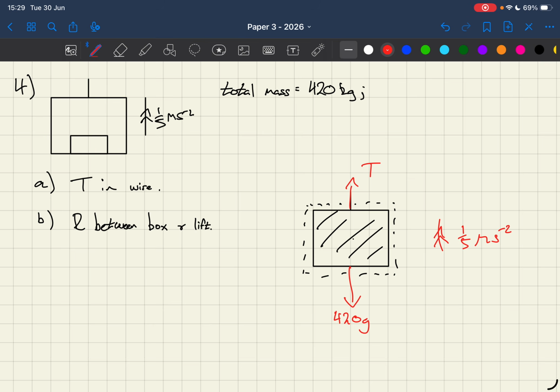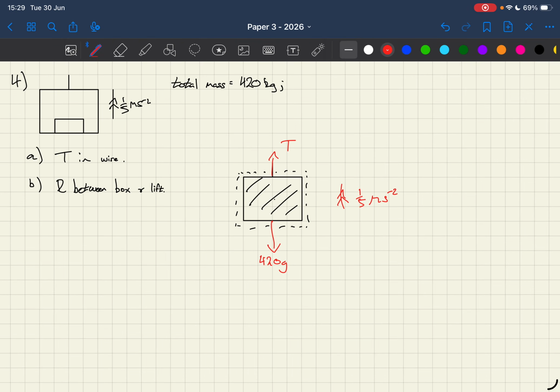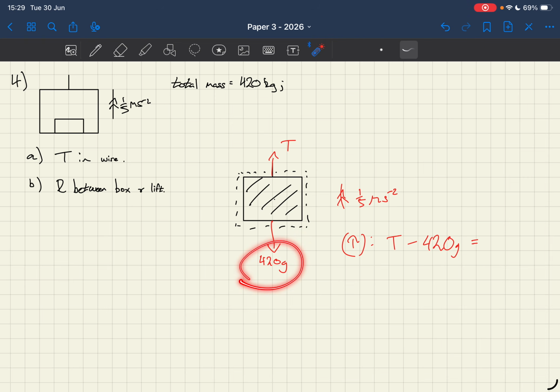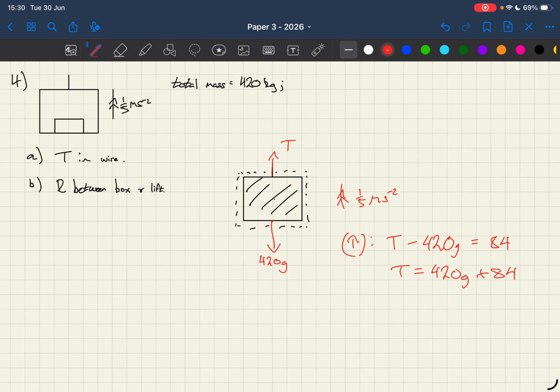So this is good. Let's just resolve the forces up and down then, because we want to be going up. What's pulling us up? Tension. What's pulling us down is our mass, the 420g. And that's going to have to equal the resultant force, so the mass times the acceleration, without the g in there. So 1/5 of 420 is going to be, is that 80? 420 divided by 5, 84. So this should equal 84 on this side. So T itself then is going to be whatever 420g plus 84 is. Is that right? Looks good to me, I think.